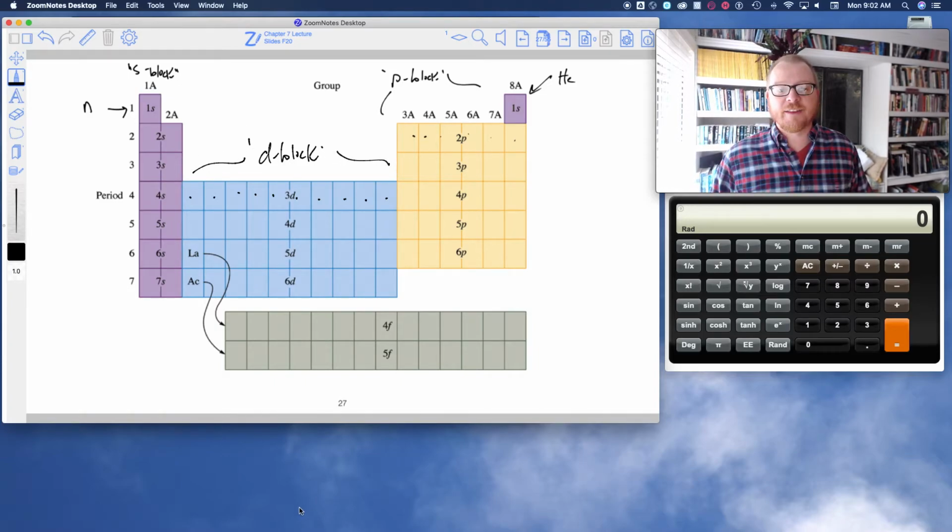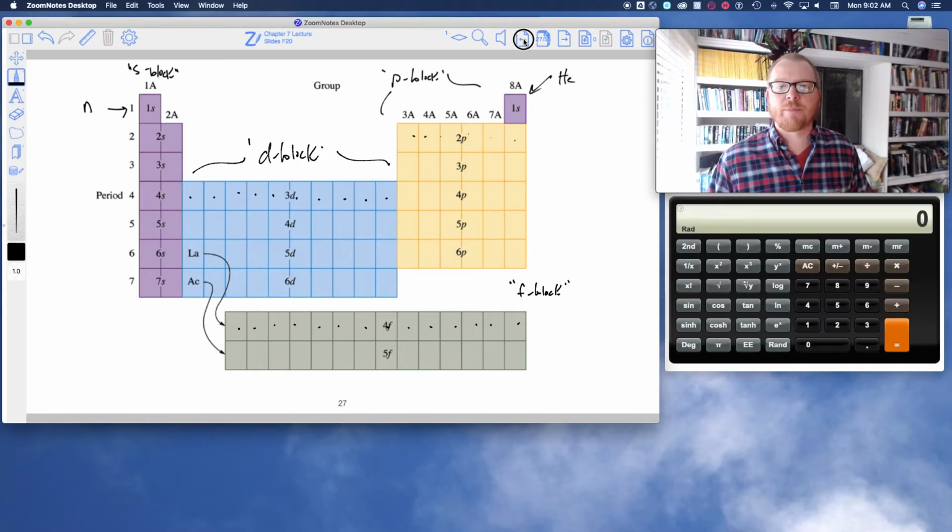And then finally, the lanthanides and the actinides make up the F block. And notice it starts at 4, and we only have 4F and 5F, and that's it. And if we were to count, 1, 2, 3, 4, 5, 6, 7, 8, 9, 10, 11, 12, 13, 14 spaces on the F block.